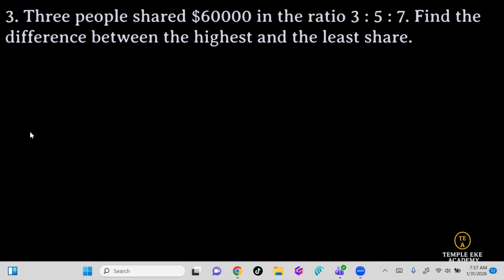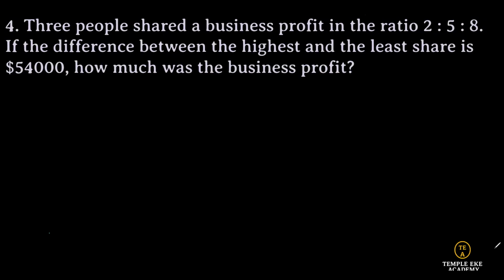We have the next question. Three people share a business profit in the ratio 2:5:8. The difference between the highest and the least share is $54,000. How much was the business profit? Similar to the last question we saw. So let's get into it.